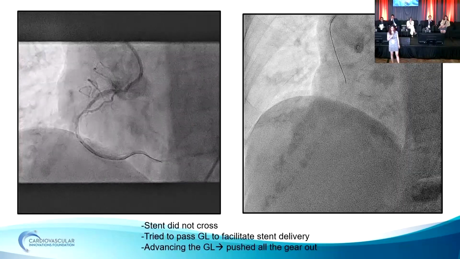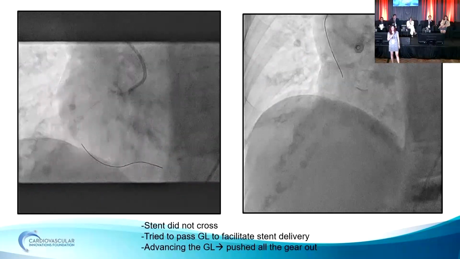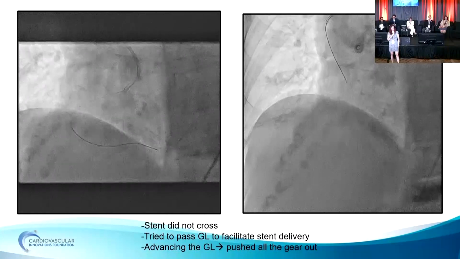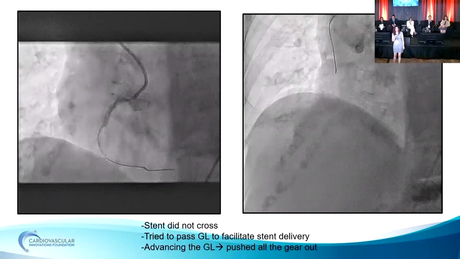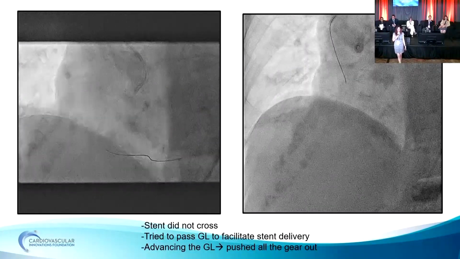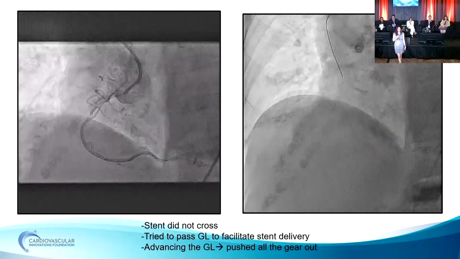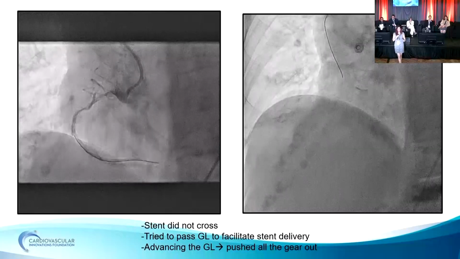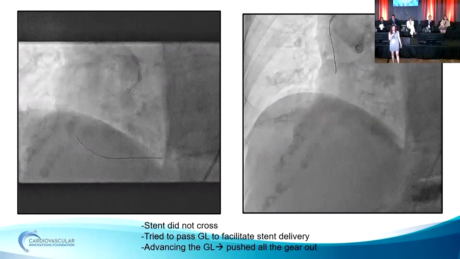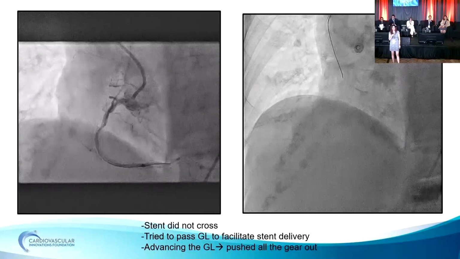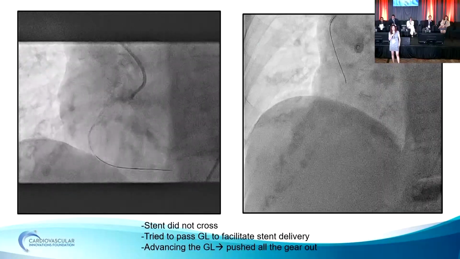At this point, the dilation was pretty good. The 2.0 balloon and the 3.0 balloons dilated well. So we wanted to put in a guide liner and see if we could get a stent across and then pull it back and deploy it. We put the guide liner in, and when we tried to advance the guide liner, everything was pushed back, and then everything came out.